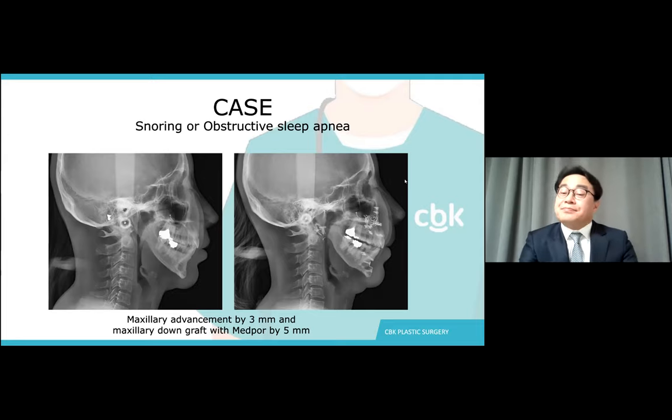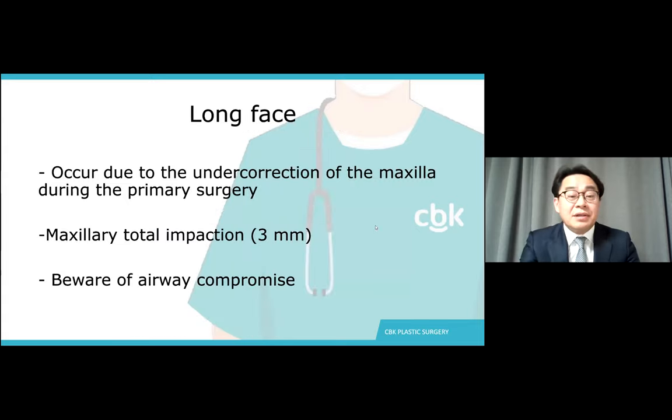Usually I fix the MedPor in three pieces on each side and use wiring to fix the MedPor. So it looks so complicated. And long face occurred due to the undercorrection of the maxilla during the primary surgery. The correction is simple: maxillary total impaction. I did 3 millimeters total impaction of the maxilla. But when we impact the maxilla, we have to be aware of airway compromise.